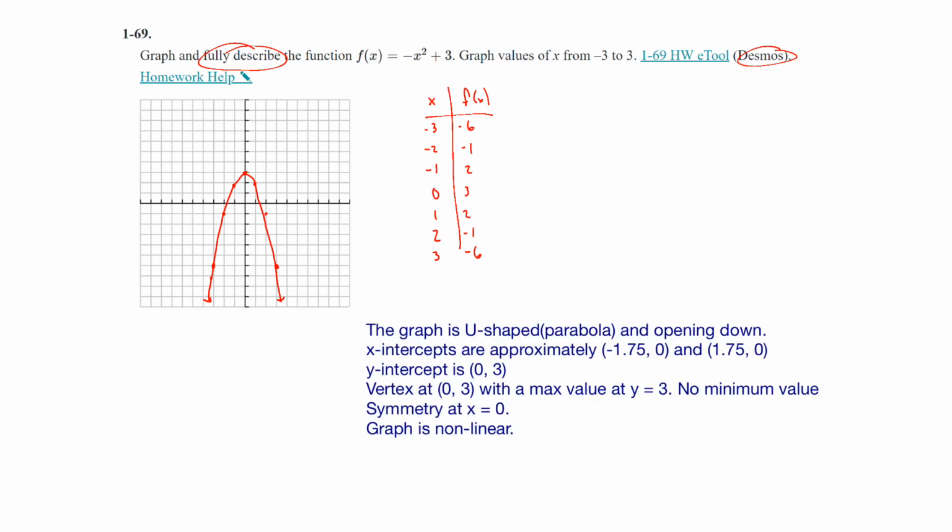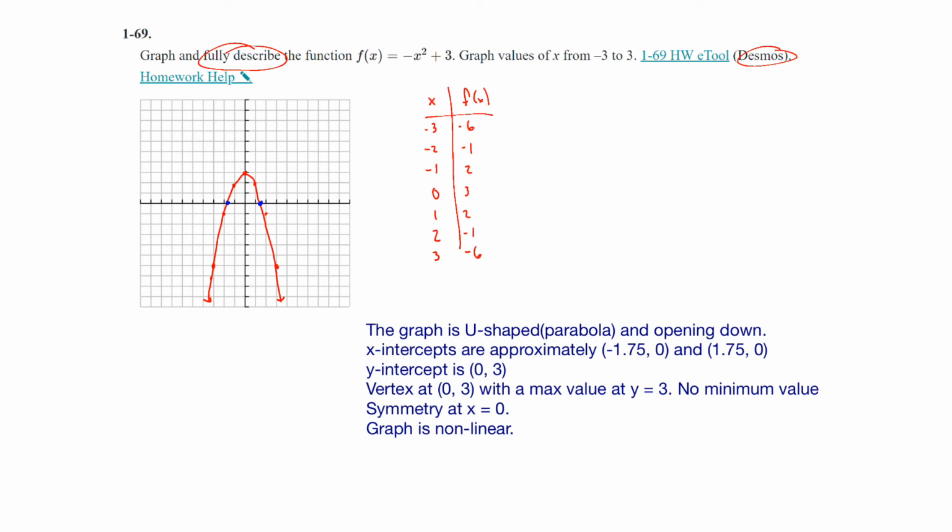And so here's the list that I created. The graph is U-shaped, also called a parabola. It opens down. I did also include on the bottom the graph is nonlinear. So we could have included that all in the same statement, but it's there. X-intercepts are approximately negative 1.75 and 1.75. We're not really sure from the graph. Crosses somewhere in between 1 and 2 and negative 1 and negative 2.